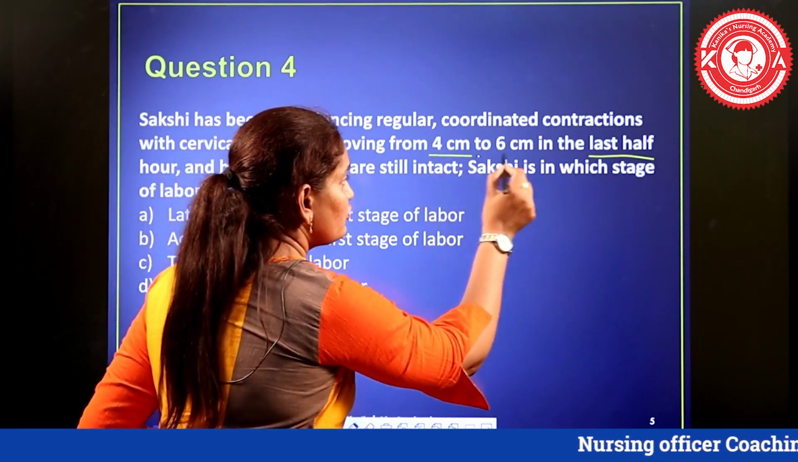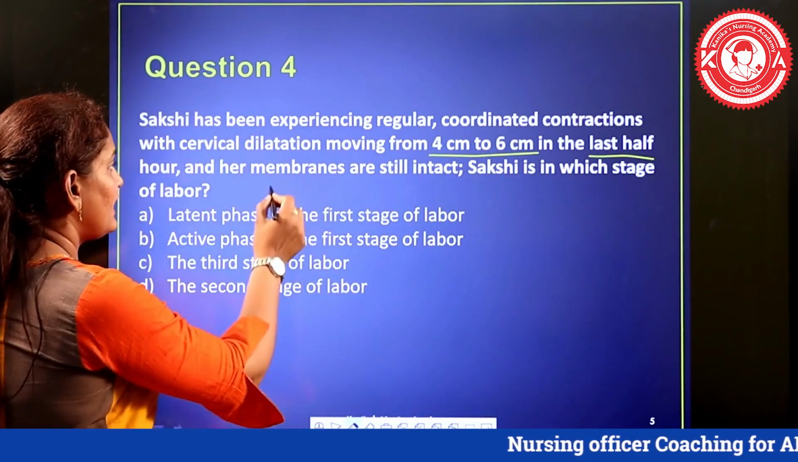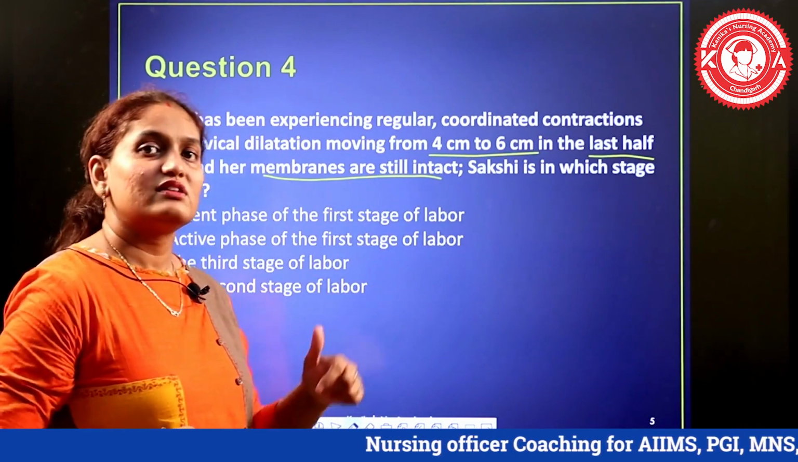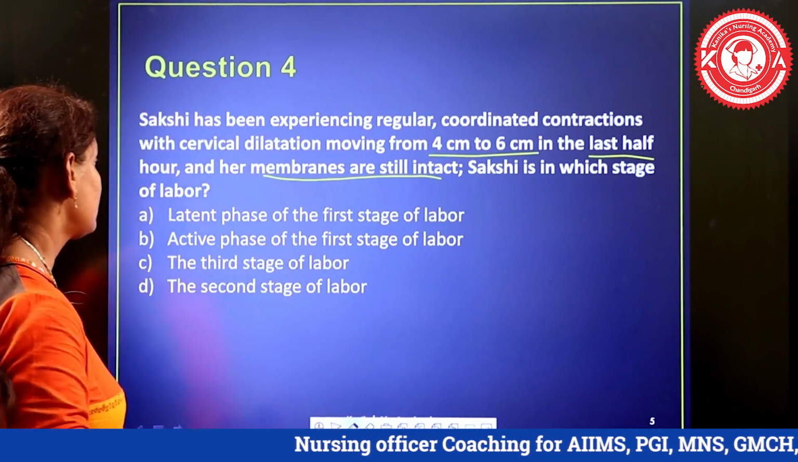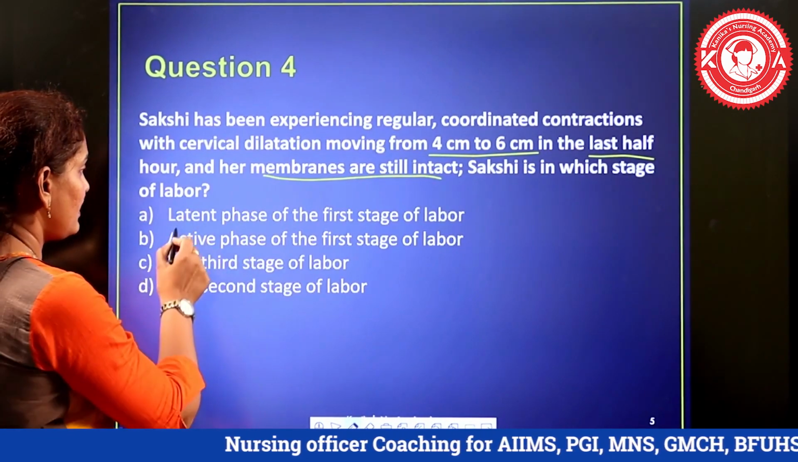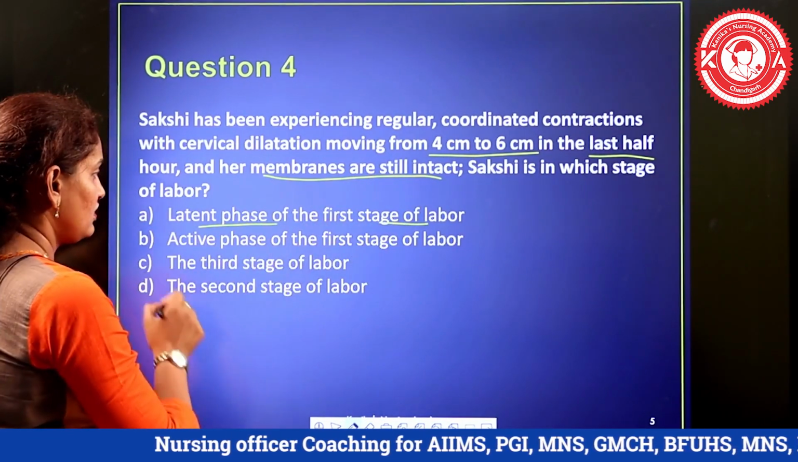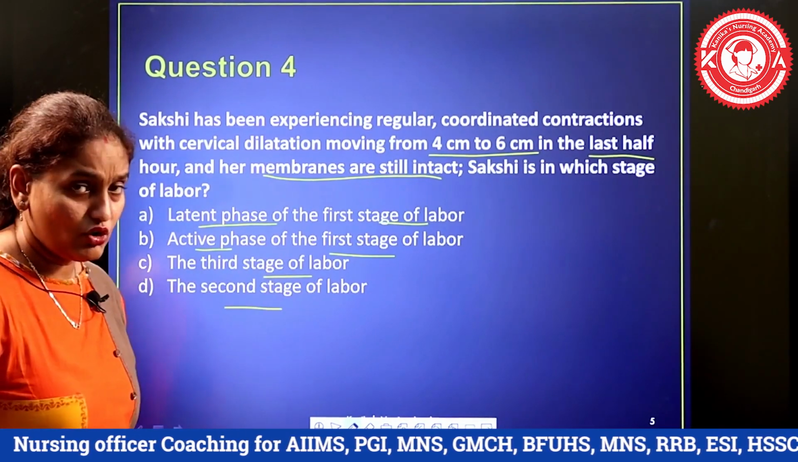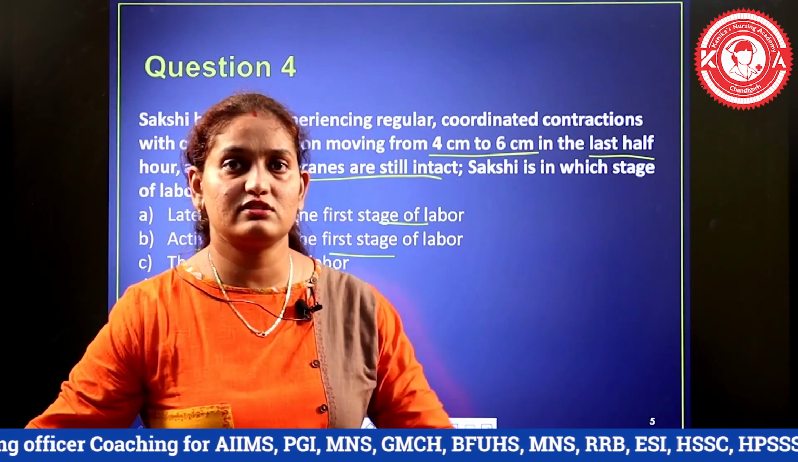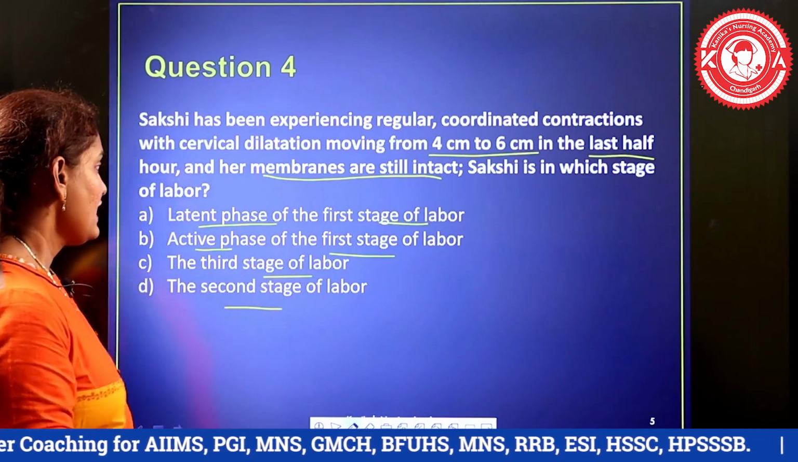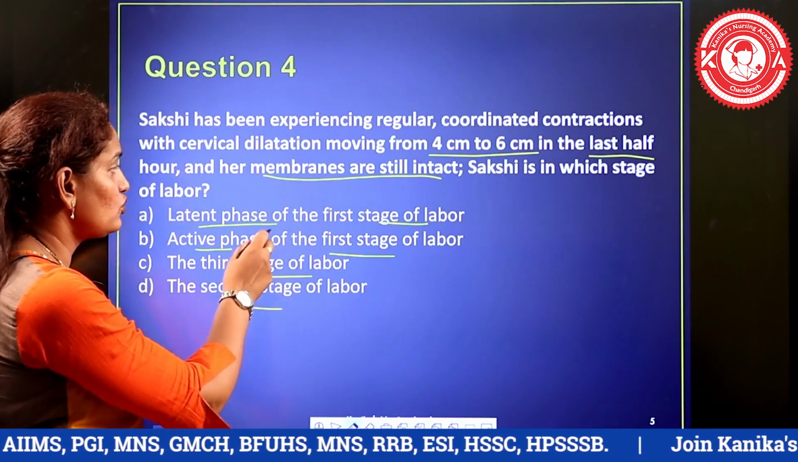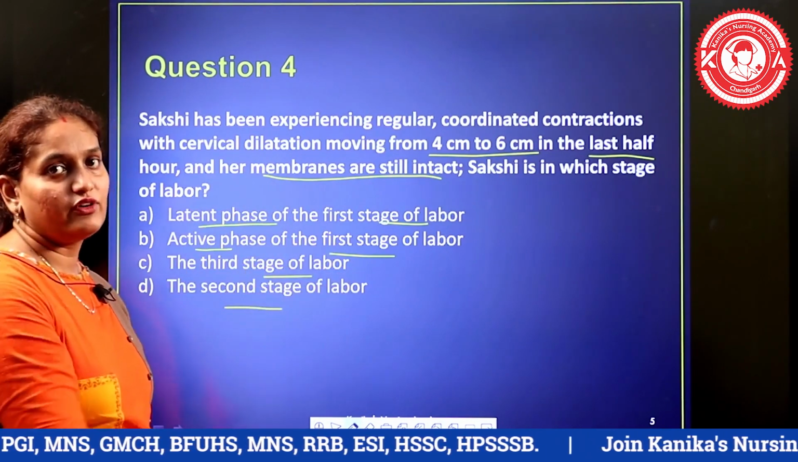4 to 6 centimeter of cervical dilation, and her membranes are still intact. So we have to answer which stage of labor the patient is in. The options are latent phase of first stage, active phase of first stage, third stage, second stage. We all know the stages: first, second, third stage of labor. Since she is experiencing contractions, she would be in first stage of labor.